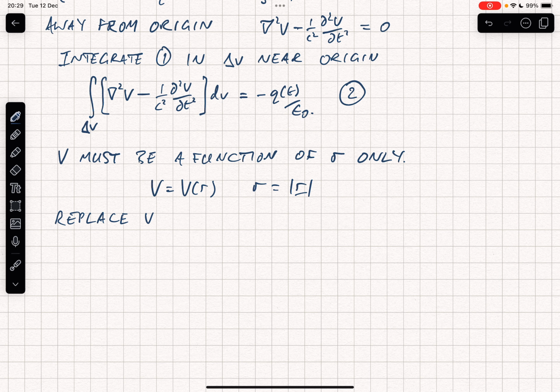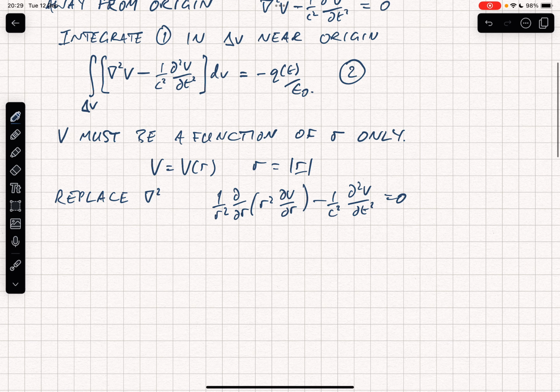If we now replace the del squared with the appropriate spherical polar form, we find the following. We get 1 over r squared d by dr of r squared dV by dr minus 1 over c squared d2V by dt squared is equal to 0. This is getting a little bit simpler. There's an absolutely standard substitution at this point. It's often used in atomic calculations, and it's to write V of r and t in terms of another function. In this case, I'm going to call it chi of r and t divided by r.